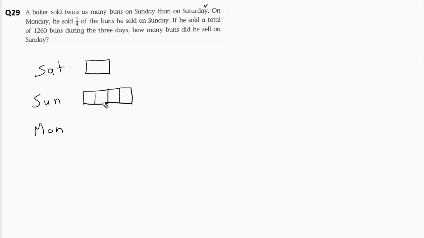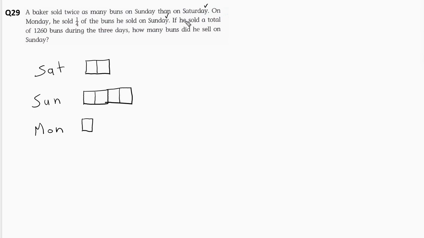Now, I always want to keep the parts the same. I've split these. Remember, originally these were the same, so I need to cut that in half as well. And what are we told? That on Monday he sold one quarter of the buns he sold on Sunday. So that's just one of these new smaller parts. Okay. Am I happy that I've captured that information?